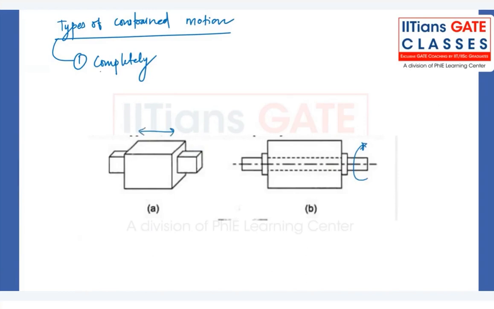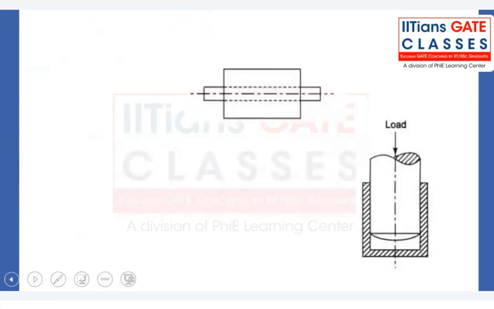The second type of constrained motion is incompletely constrained motion. Incompletely constrained motion is that when the motion between the two elements of a pair is possible in more than one direction, depending on what kind of force we are applying.